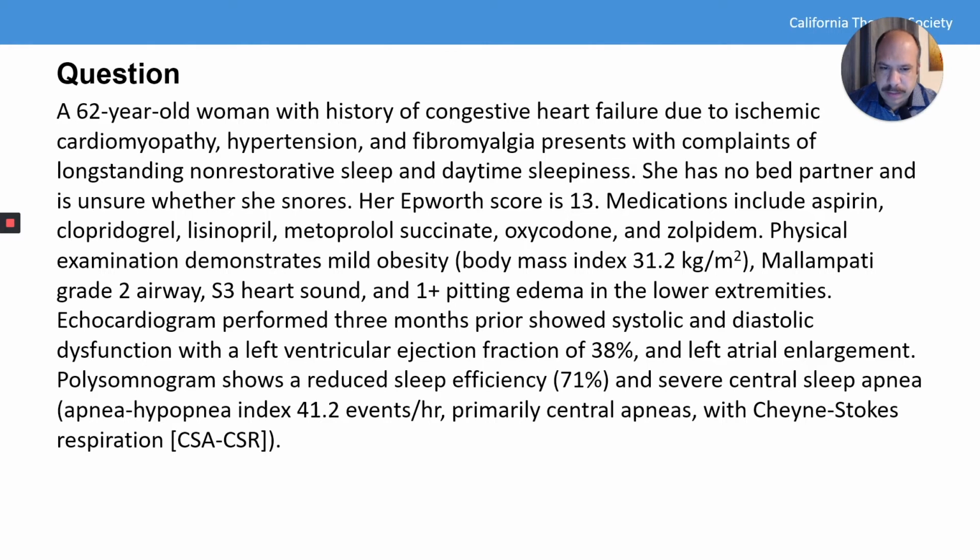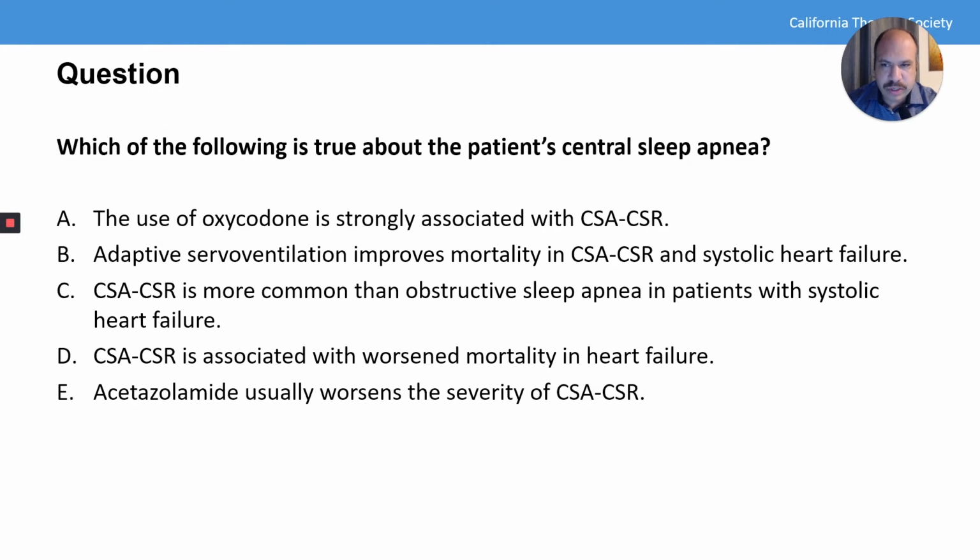She had an echo 3 months prior that showed both systolic and diastolic dysfunction with a left ventricular EF of 38% and left atrial enlargement. She had a polysomnogram which showed reduced sleep efficiency and severe central sleep apnea with an AHI of 41.2 events per hour, primarily central apneas with Cheyne-Stokes breathing. So the question is, which of the following is true about the patient's central sleep apnea?